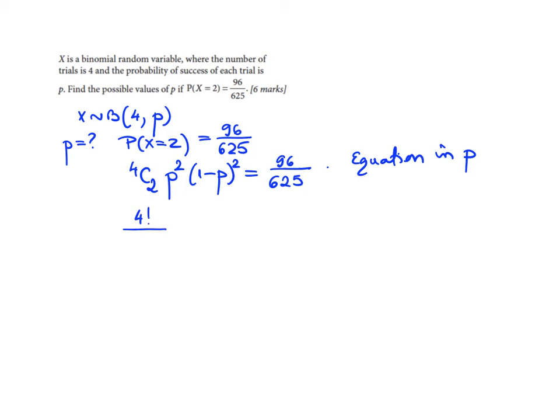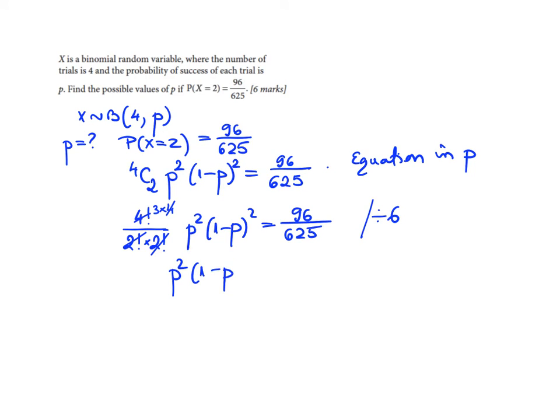So let me first replace 4 combination 2. So 4 combination 2 is 4 factorial over 2 factorial times 2 factorial. You can also find it with your calculator. p squared (1 minus p) squared equals 96 over 625. After cancelling, I get 3 times 4. I cancel 1 more 2, so I get 6. I divide everything by 6, so I get p squared (1 minus p) squared. 96 divided by 6 will give me 16 over 625.